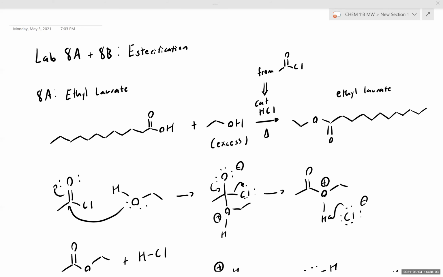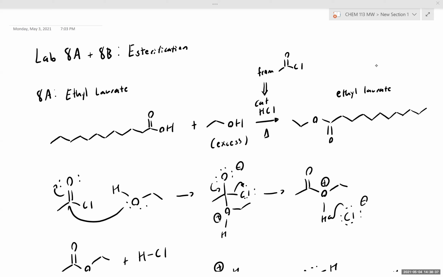So in today's experiment, we're looking at lab 8A and 8B, which are esterification reactions, more specifically the Fischer esterification reaction. In lab 8A, we're preparing ethyl laurate, which is prepared from dodecanoic acid, also known as lauric acid, and ethanol. This reaction is catalyzed by hydrochloric acid, which is generated from acetyl chloride.